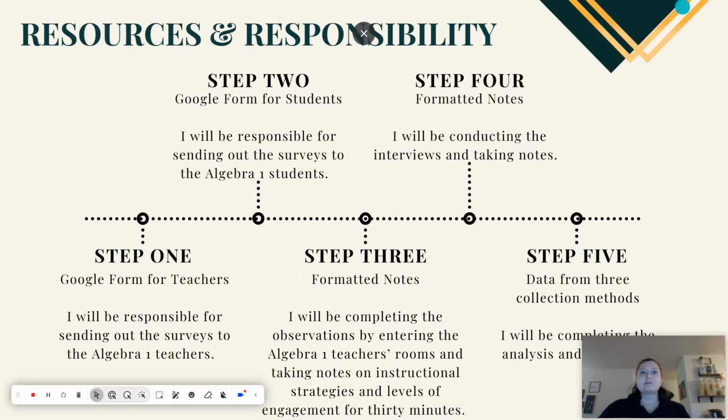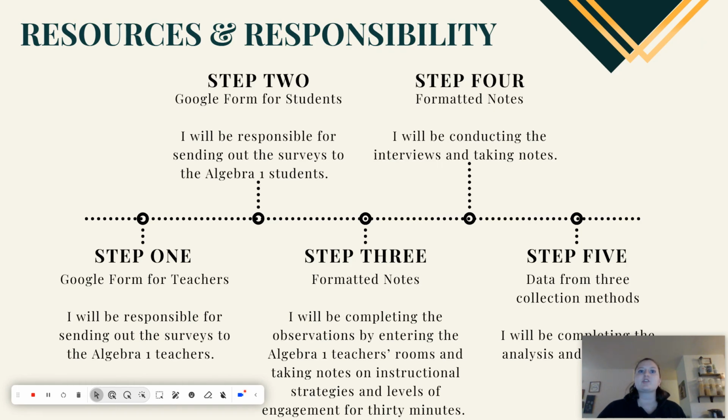The resources and responsibility of each of these 5 steps are as follows. For Step 1, what is needed is a Google form for teachers to be able to identify what instructional strategies they use. Then I will be responsible for sending that out, gathering the data, and utilizing that data to create the Google form for students for Step 2.